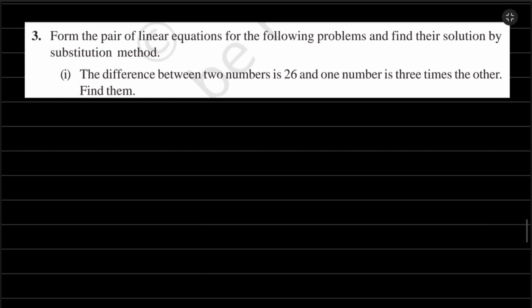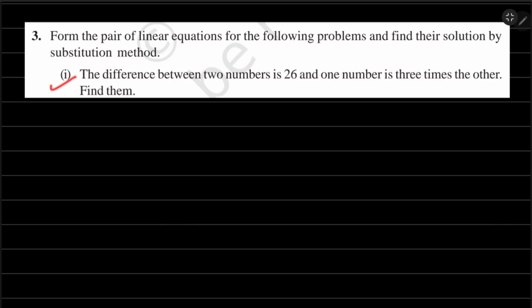Moving on to the next question. Here you have a set of 6 questions. You have to form a pair of linear equations for the following problems. There are 6 or 7 questions given here in the NCERT. You have to find their solution by substitution method. Whenever they are specifying a particular method, you should stick to that method only.